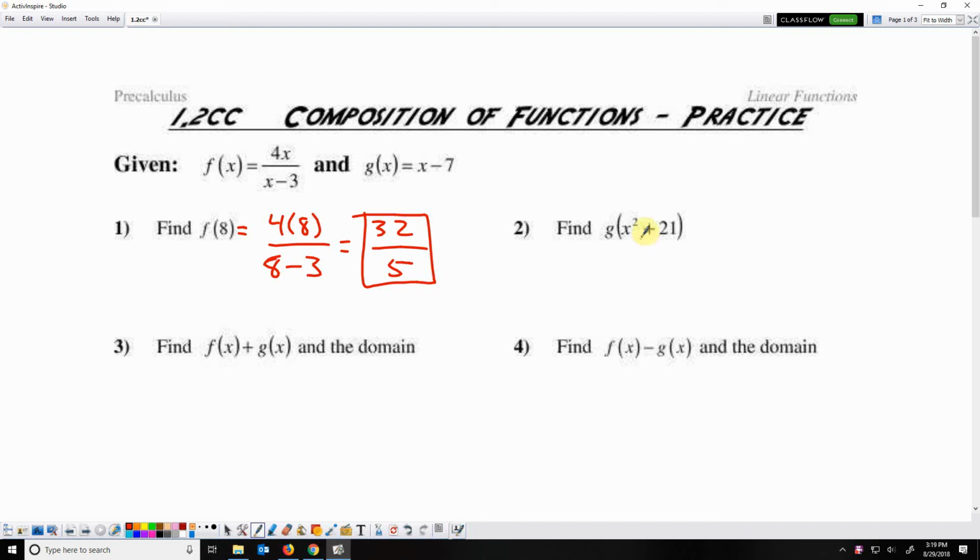Next is g of x squared plus 21, so that means we're going to take this x squared plus 21 and substitute it in right here for that x in g of x. So that's x squared plus 21 minus 7. Okay, so we've got a 21 and a negative 7. Those are our like terms. So that's x squared plus 21 minus 7, which is 14.